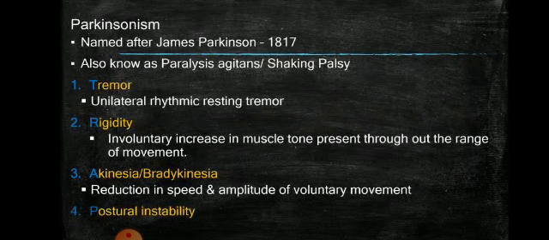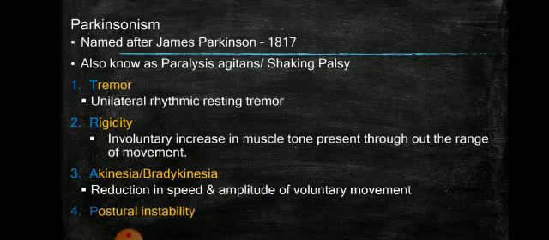Now Parkinsonism is also known as paralysis agitans or the shaking palsy, because there is tremor at rest. So tremor is there, which is a unilateral rhythmic resting tremor. You need to very specifically tell what kind of tremor is associated with Parkinsonism. Rigidity is there: involuntary increase in the muscle tone present throughout the range of movements.